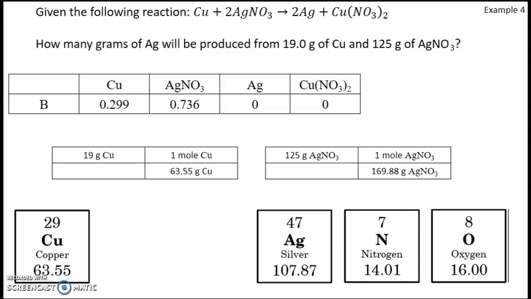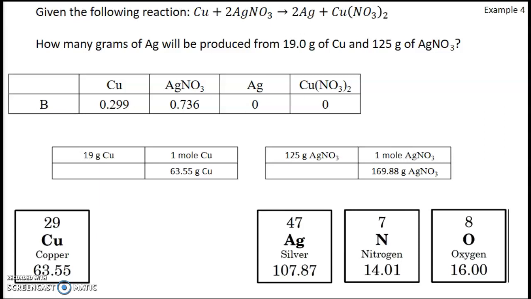Added up the mass of silver nitrate, got 169.88. We got 125 grams of it. That gives us 0.736 moles of silver nitrate. Notice that there are 0 moles of our products in the beginning of our table, right? Silver and copper nitrate are what we are making in this reaction. So there is none in the reacting container before we start.